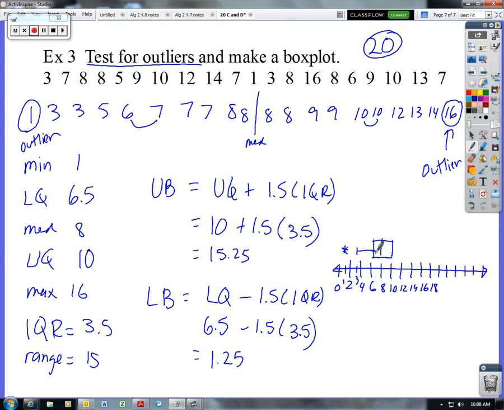And then on the upper end, I know my max is not a whisker because 16 we decided already was an outlier, so I need an asterisk there. And then 14 is the next one below that, so that's actually going to be my upper whisker. That's a pretty symmetrical looking distribution, isn't it? With a couple outliers on the ends.